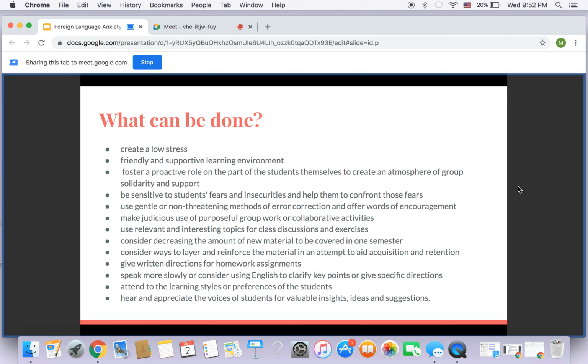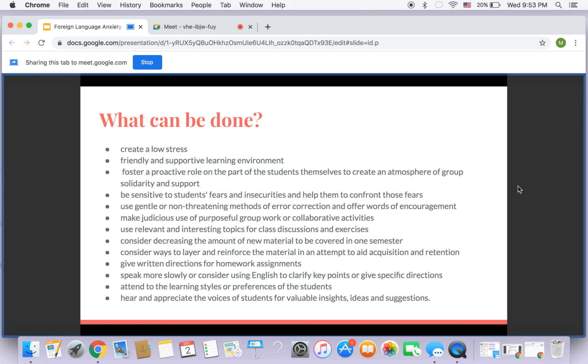So these are some of the points on what can be done to avoid having a higher level of anxiety. As a teacher, I should create a low stress, friendly, and supportive learning environment. Foreign language anxiety is almost inevitable, so the best way to deal with it is to try and ease the anxiety. Make students aware that being fluent and getting a good accent in the target language can take, in most cases, several years of study and practice.